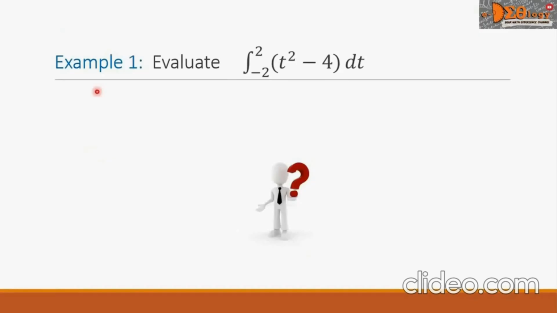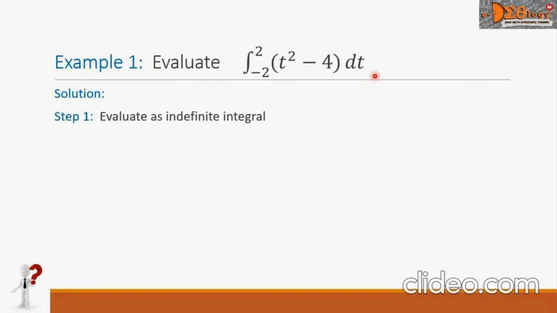Let's see this example 1. Evaluate the integral from negative 2 to positive 2 of the function t squared minus 4 dt. For our solution, let us evaluate as indefinite integral. So we have now the integral of t squared minus 4 dt, and we have the integral of t squared to be t cubed over 3 minus the integral of 4 is 4t.